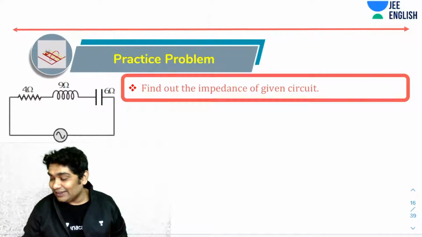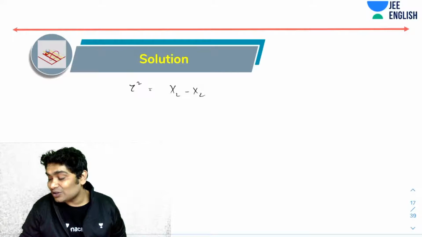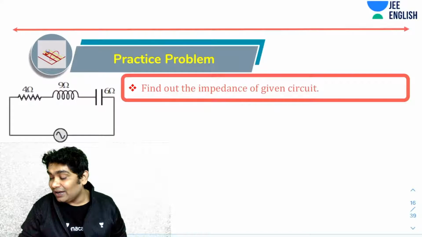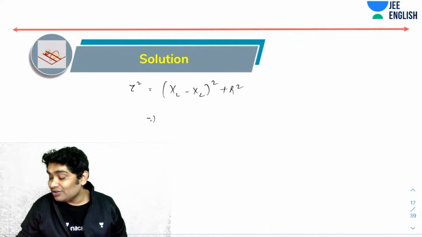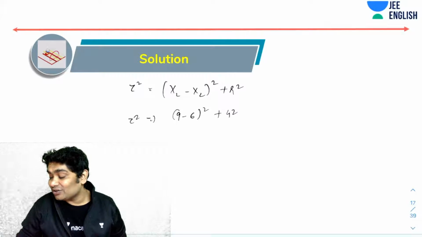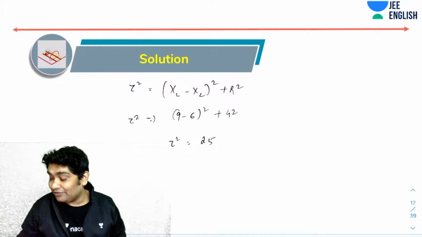You know how to calculate the Z. You know Z square equals XL minus XC whole square plus R square, correct? So XL has been given to you as 9, XC has been given to you as 6. So you can write this as 9 minus 6 whole square plus 4 square. Okay, that is Z square. So Z square you will find is coming out to be 25, which will give you your Z as 5.